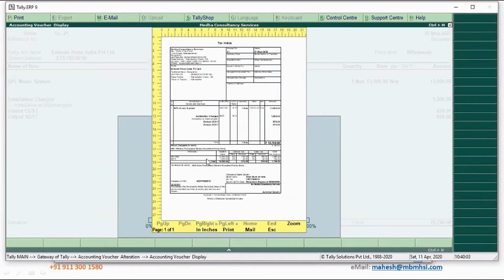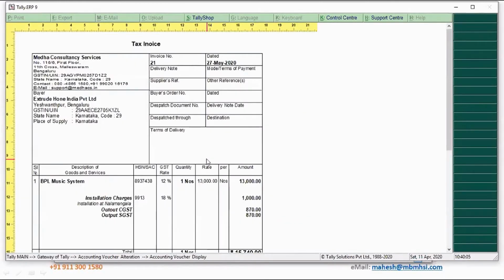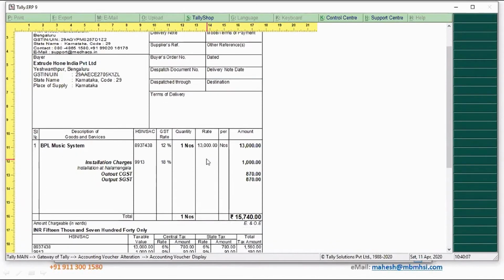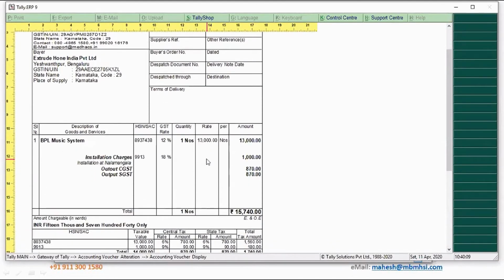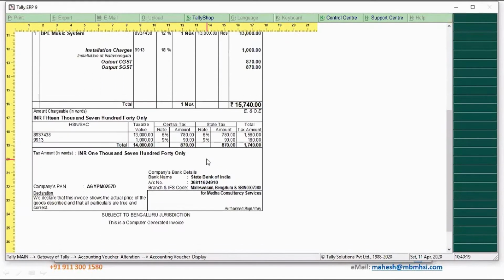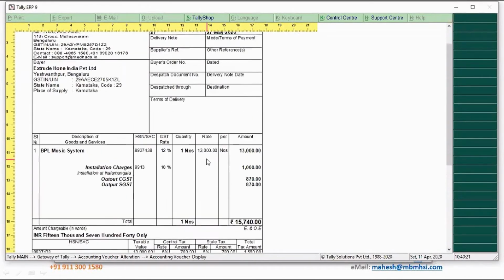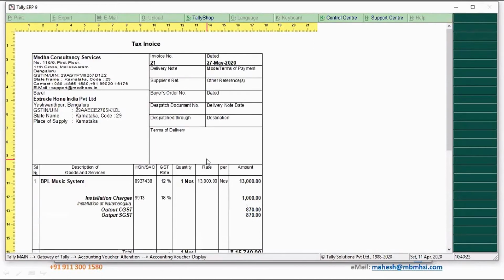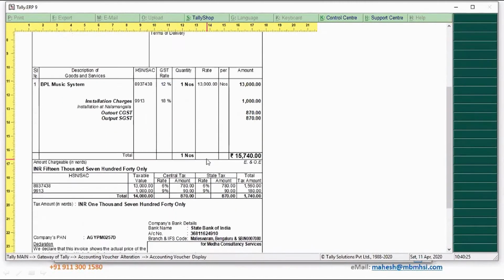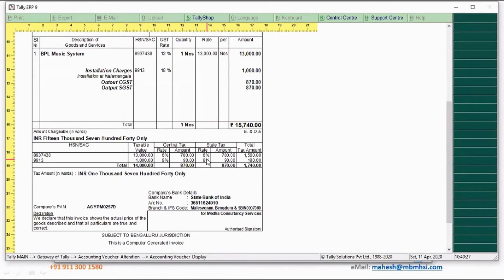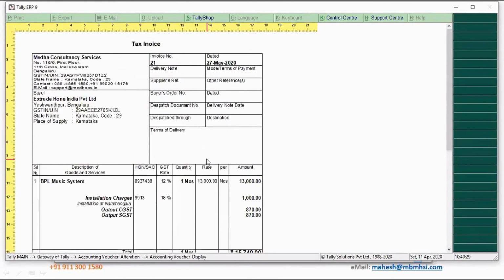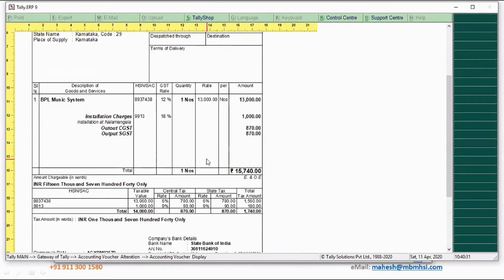See, now you are able to see an invoice. The BPL music system is the product, and installation charges is your service, which is charged at 18%, 9913. So you could do both product and service billing if you have a combination. But if you are only into service, then you might not have the products, so you could do only service billing. Is this clear?